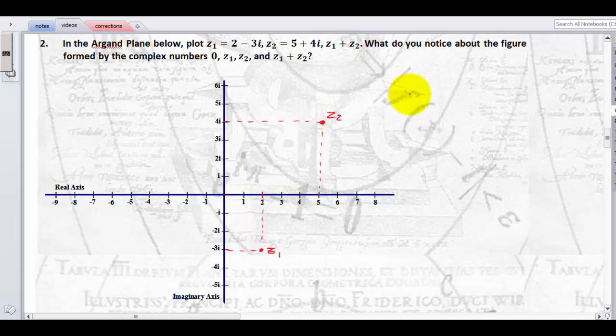Okay, so now I need to go fetch z1 plus z2. So z1 plus z2 is, at the real part, that's 7. At the imaginary part, it's I. 7 plus I. Let's plot this complex number, 7 plus I.